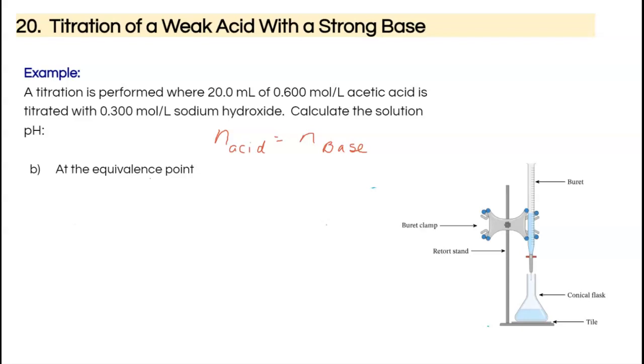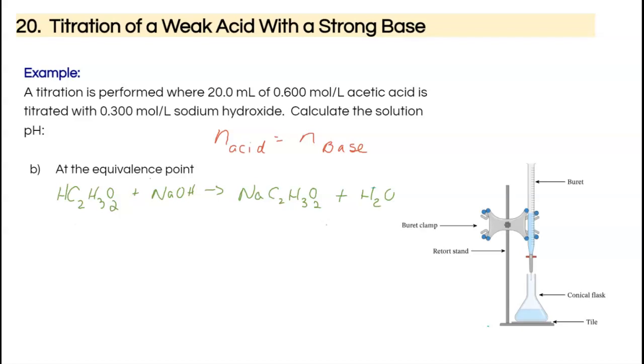So I'm just going to write out the neutralization reaction that's happening. So here's my weak acid, my acetic acid, and here's my strong base, my sodium hydroxide. And in this double displacement reaction, I'm going to end up with sodium acetate and water. And at the equivalence point, I know the moles of acid are equal to the moles of base. And so let's try to figure out what volume of base has been added here.